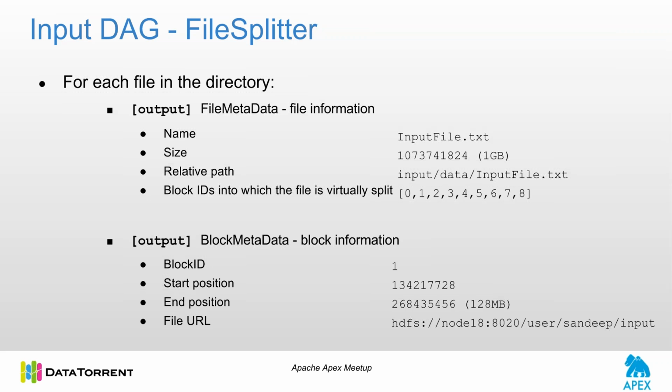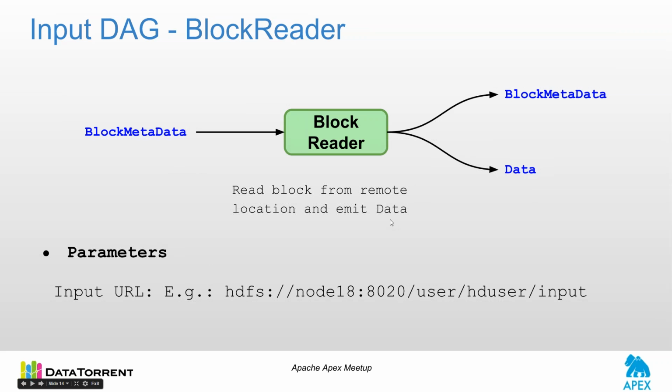So the file metadata has the list of block IDs, which is what is used by the synchronizer to make sure all the blocks are read completely. That's the information that is read. The block reader takes the smaller task in terms of block metadata, and it reads the block from a remote location and will actually emit the data. That's its main functionality, and the parameter will be where to read that data from.